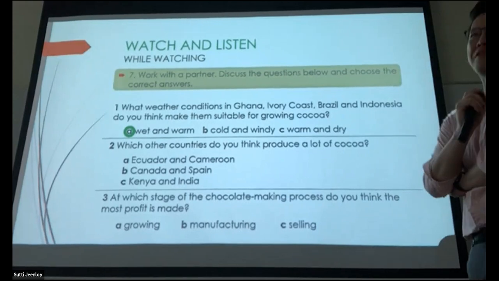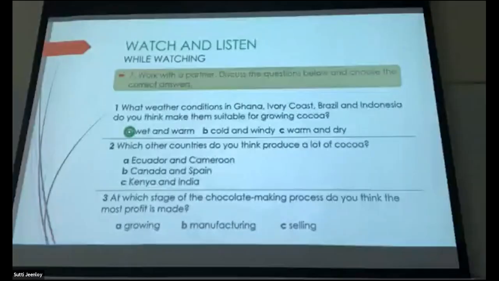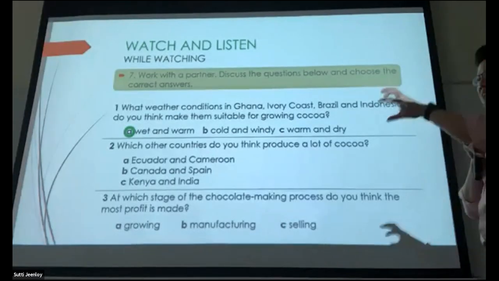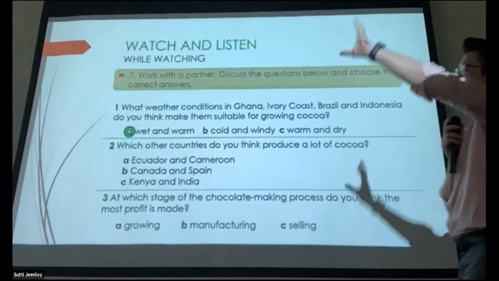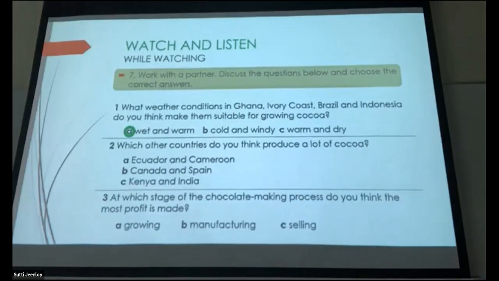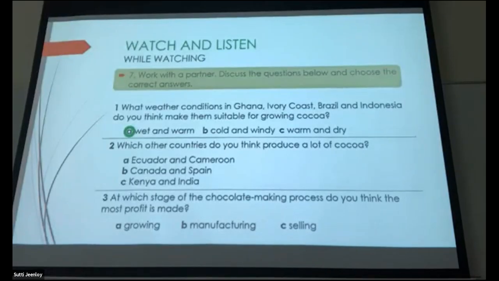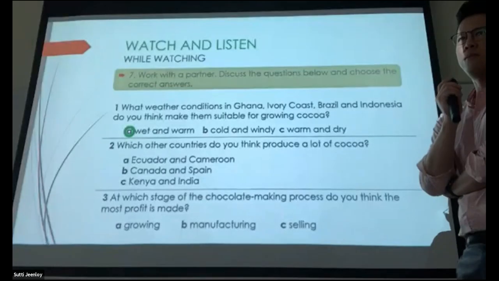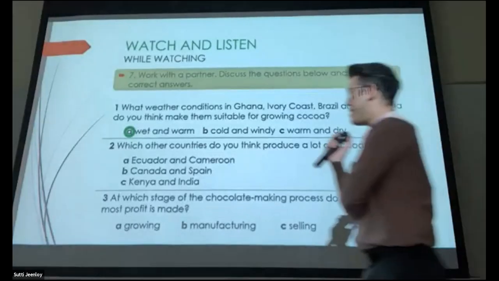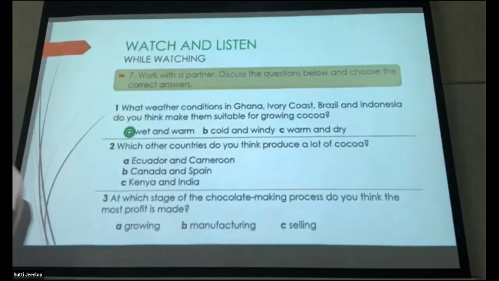North America. Good, North America, right? Mexico, the United States of America, Canada. Spain, Europe. Europe, right? Near France, those countries. Kenya, Africa. India, Asia. South Asia, right? South Asia.